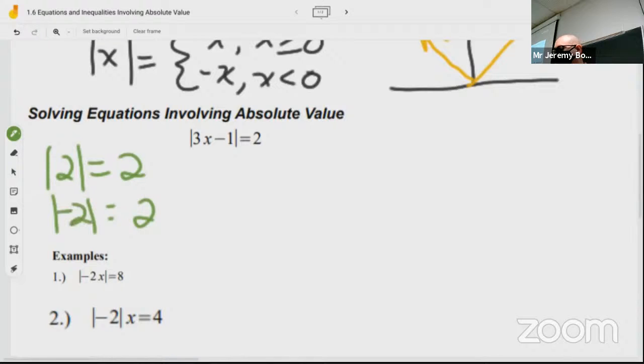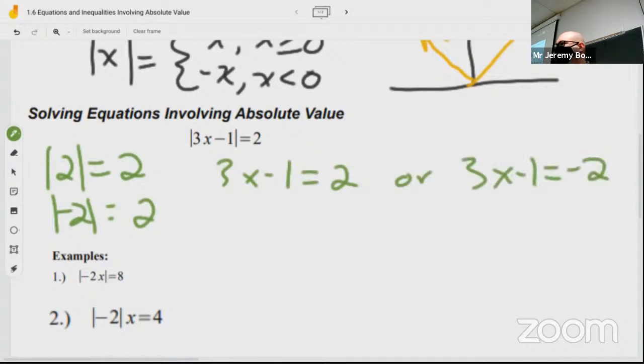Negative 2, right? And so since the absolute value of 2 is equal to 2 and the absolute value of negative 2 is equal to 2, that means that what's in this absolute value, the 3x minus 1, could either equal 2 or negative 2. And so now what we end up with is just two equations that we need to solve, two linears in this case.